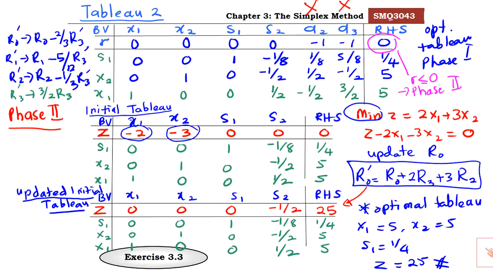So in phase 2, we remove these two columns, A2 and A3, and then we take the original objective function, which is z equals 2x1 plus 3x2, and then solve by using the Simplex algorithm. Okay, that's it for this week.